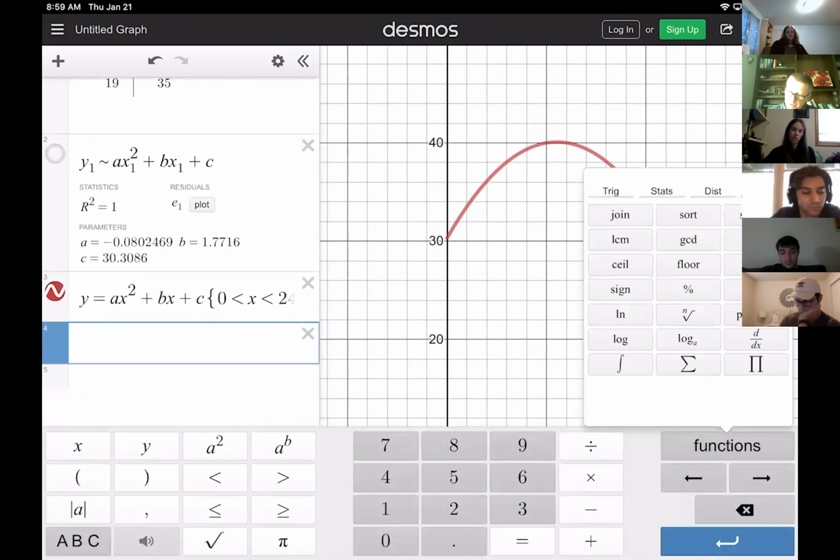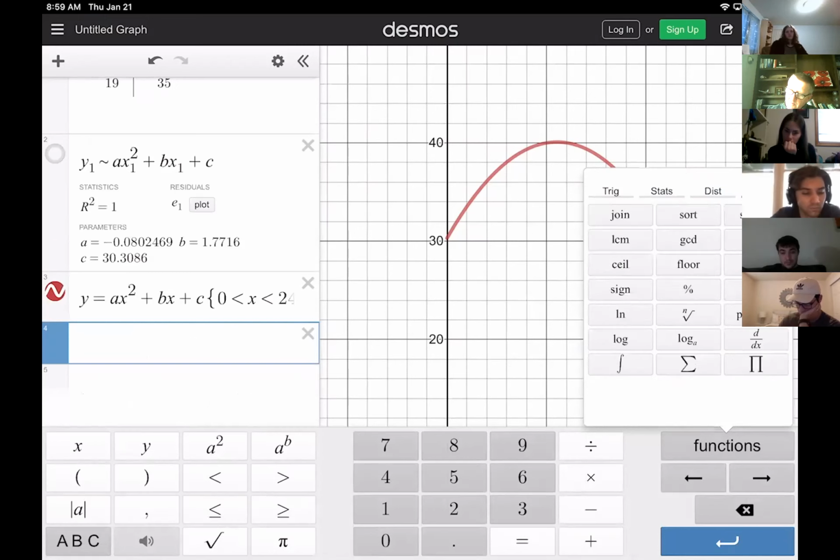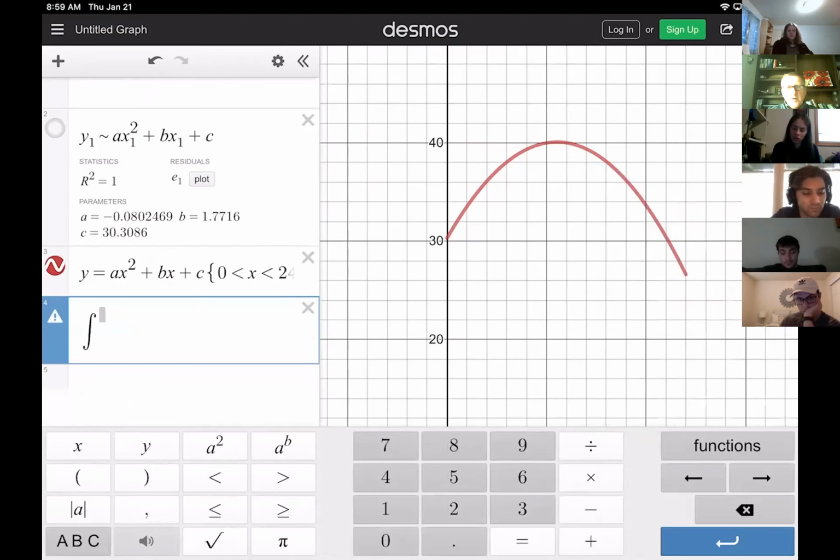So over here in functions, there's 4 titles on the top. Trig, stats, distribution, I think. I'm not sure what that is. Yeah, distributions, it's statistics. And then miscellaneous, there's integral. Cool. Notice it does not allow me to do an indefinite integral. It wants a definite integral. So I can say, hey, 0 to 24.